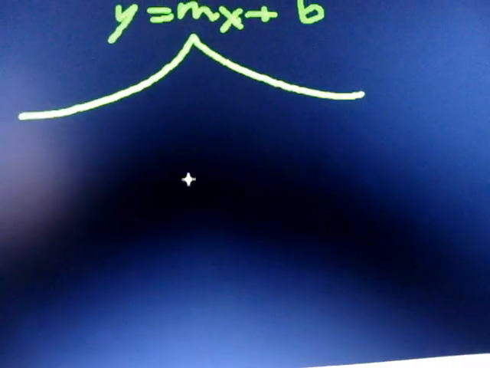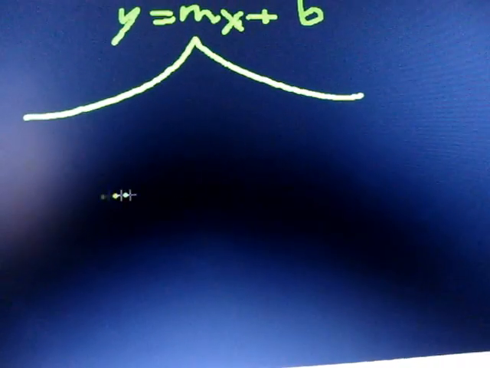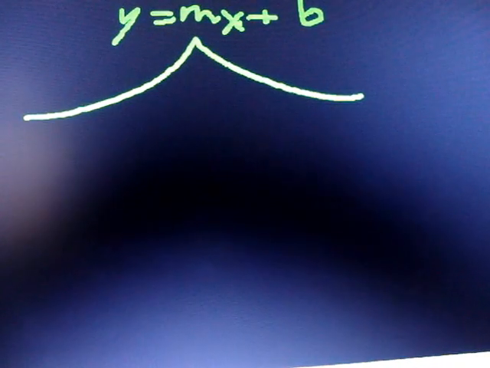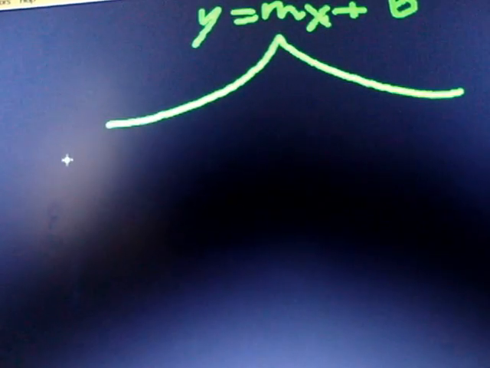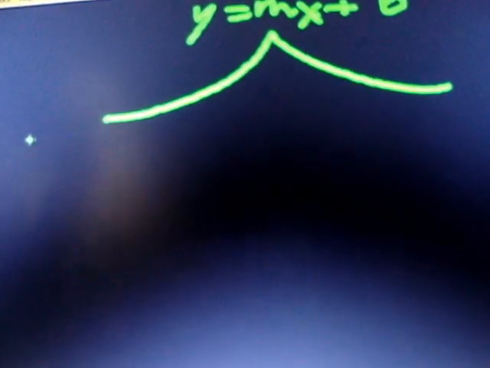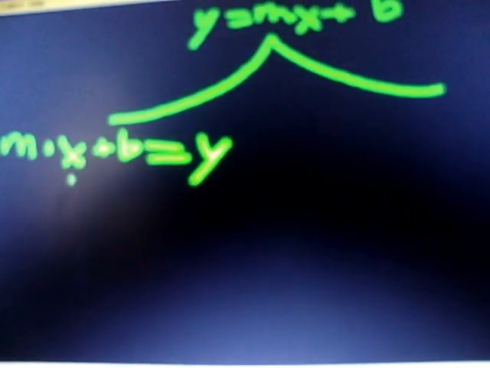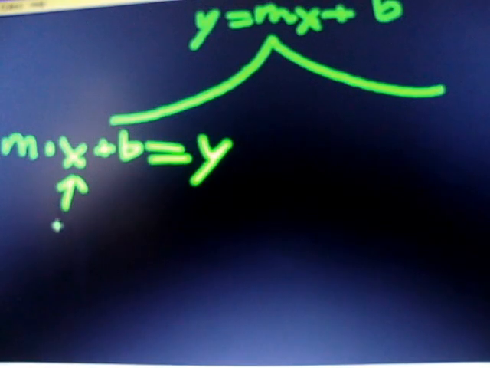So the first thing you should know is that the mx plus b equation comes in two ways. The first way would be solving it like a regular equation: m times x plus b. Very easy. That will equal y. And whatever you put here is your domain.